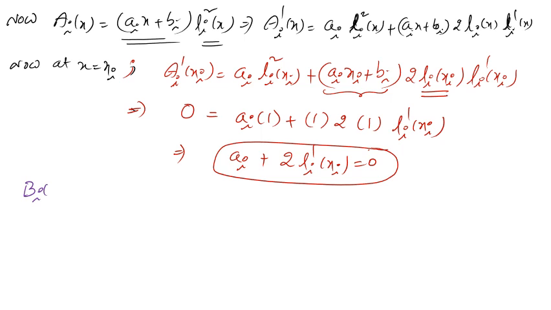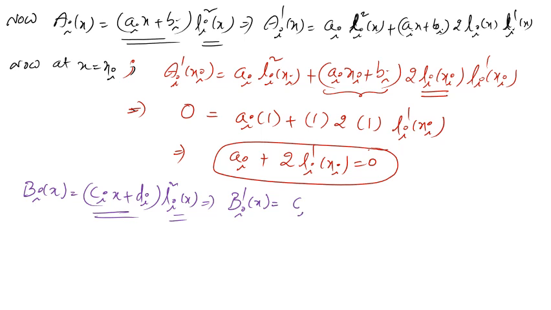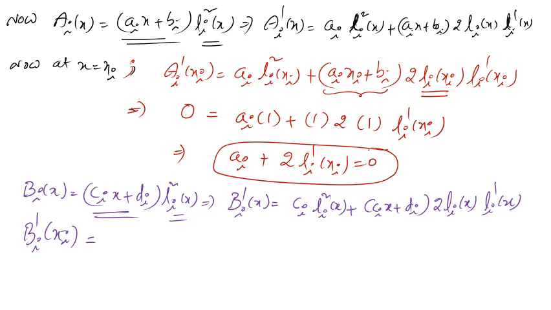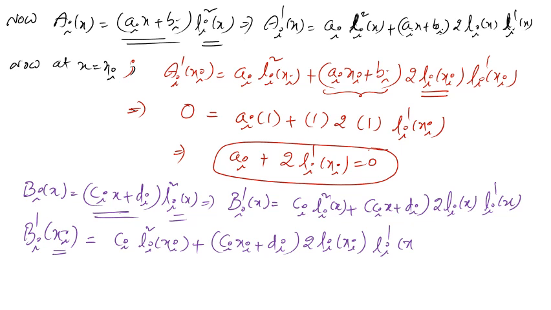Next, what about bix? Bix equal to cix plus di multiplied by li square x, right? So its derivative now. Bi dash of x equal to, this is the uv method again. First one derivative ci li square x plus cix plus di multiplied by 2 lix, and lix derivative li dash x. Now bi dash of xi equal to what? ci into li square of xi plus cixi plus di at x equal to xi, 2 li of xi li dash of xi, right?